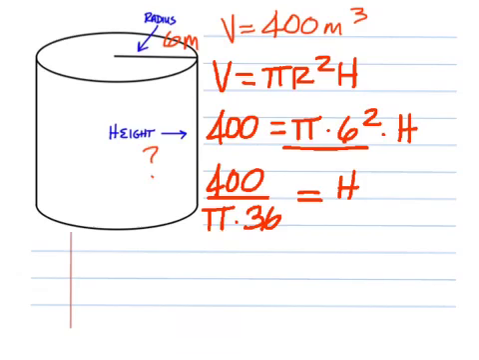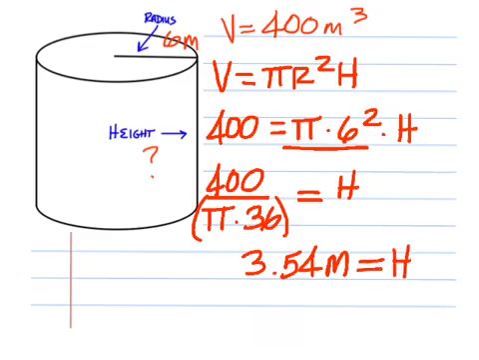When you put it into your calculator, you must do it like this. I have the calculator screen turned on, which you can't see on the video, but we're typing it in like that with parentheses. So it's 400 divided by, left-hand parenthesis, pi symbol, times 36, right-hand parenthesis. And you should get an answer of 3.54 meters for the value of h.